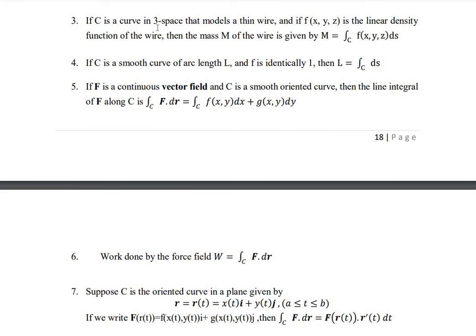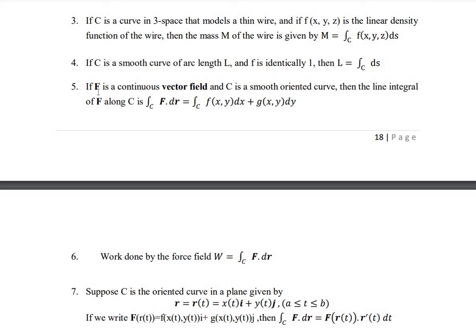If C is a curve in 3 space that models a thin wire, and if f of x y z is a linear density function of the wire, then the mass M of the wire is given by capital M is equal to integral C f of x y z into ds. The next one, if C is a smooth curve of arc length L and f is identically equal to 1, then you will get the arc length L is equal to integral C into ds.